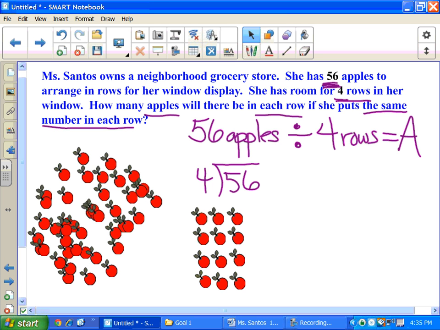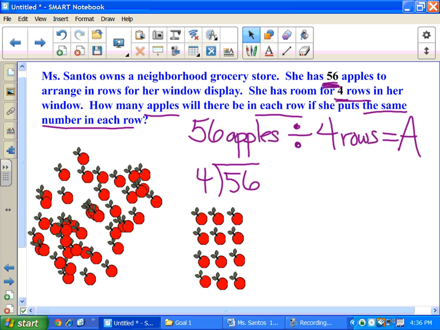You guys can see that that would take quite a bit of time to divide up those 56 apples into 4 equal rows. So how can we put more than one apple in each row? Well, I always like to think of the easiest numbers first. Is it possible, do I have enough apples that I could put 10 apples in each row automatically? Well, that would be a multiplication, because 4 rows with 10 apples would be 40.